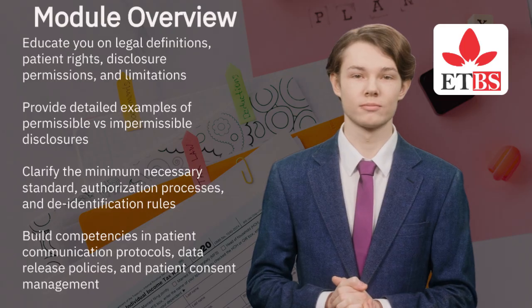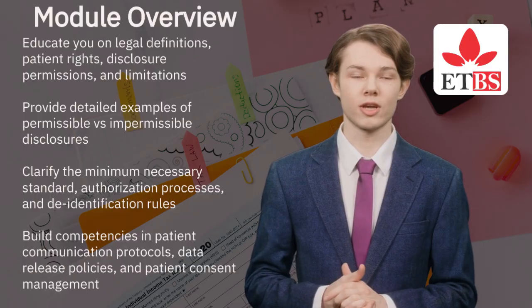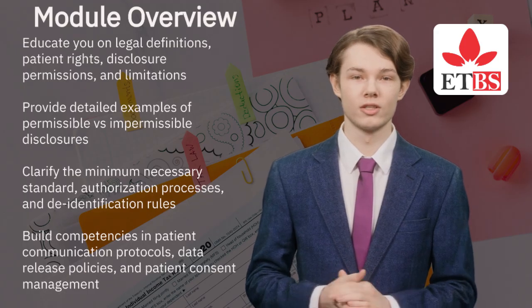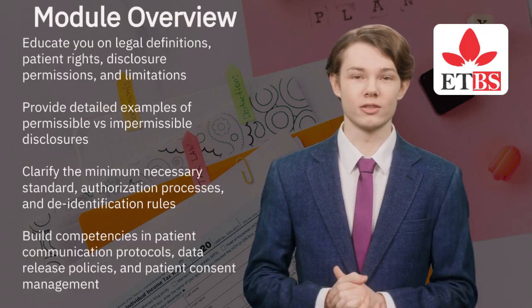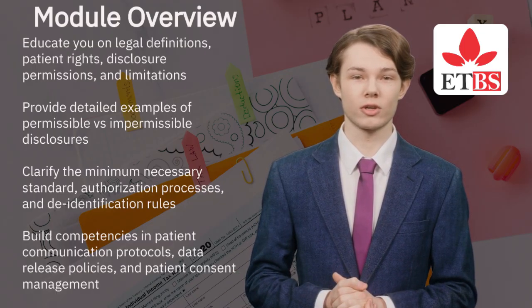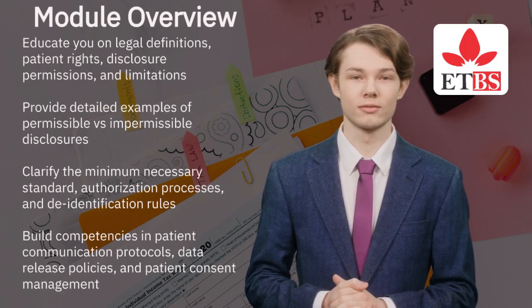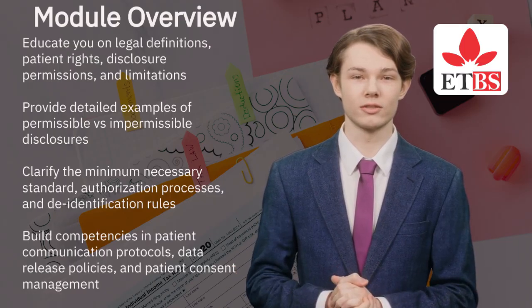Module Overview. The HIPAA Privacy Rule, implemented in 2003 under Title II of HIPAA, is the cornerstone regulation governing the use and disclosure of protected health information, PHI, by covered entities and their business associates. This module is structured to educate you on legal definitions, patient rights, disclosure permissions, and limitations.